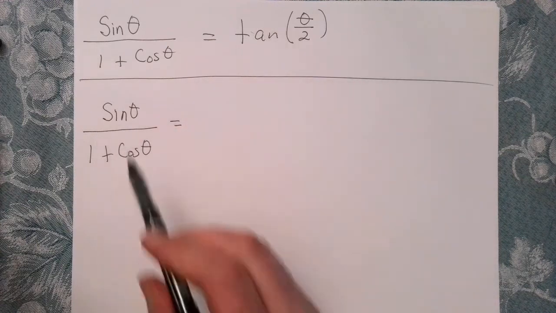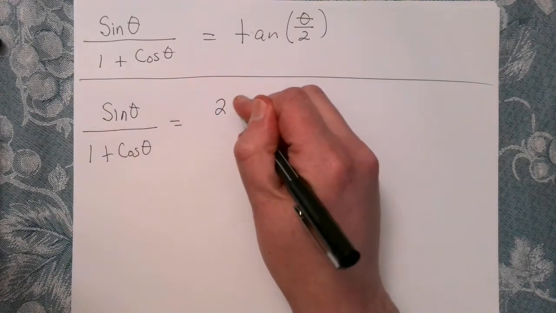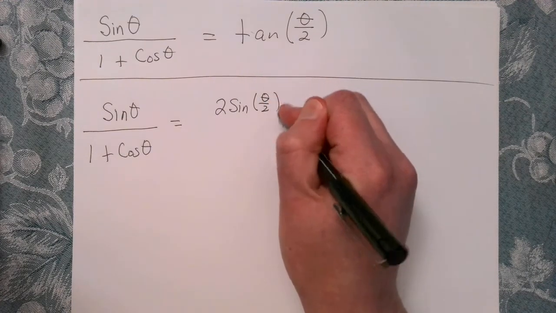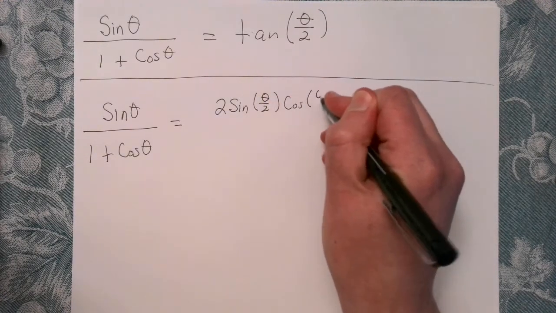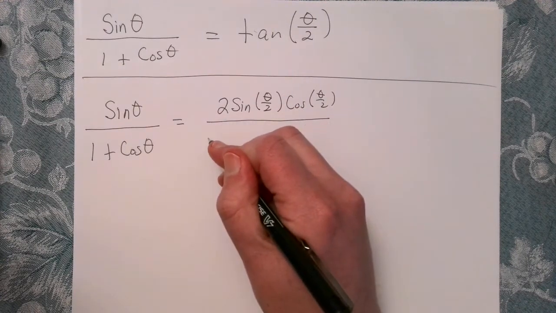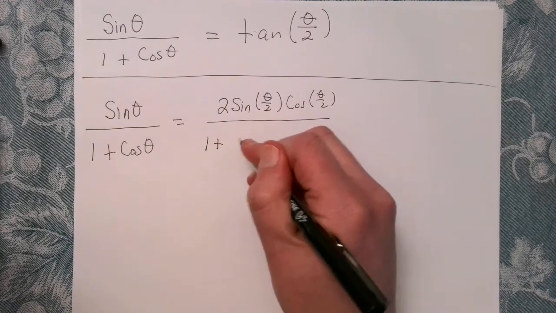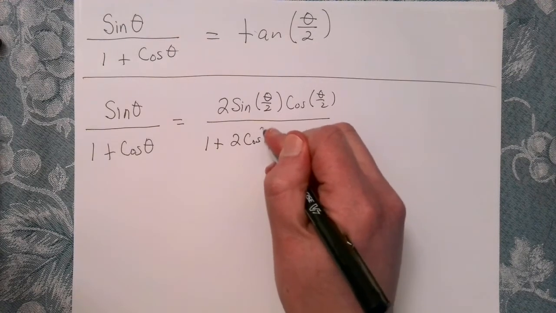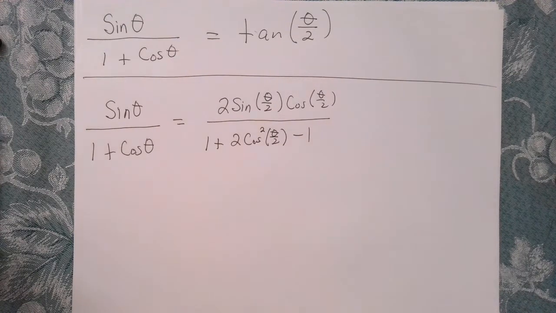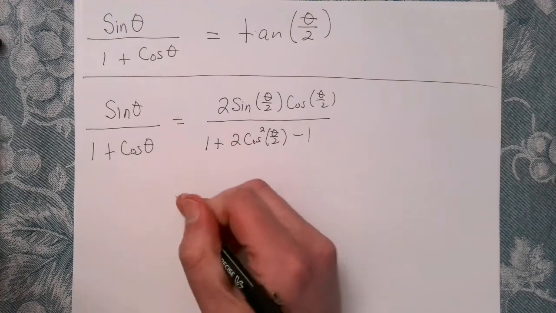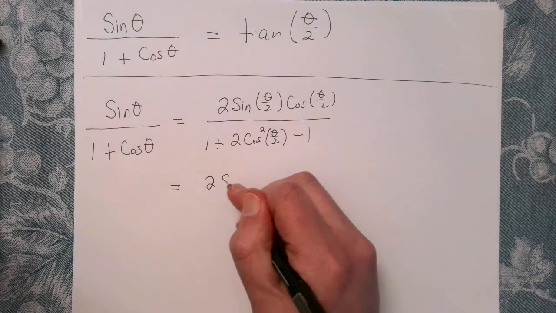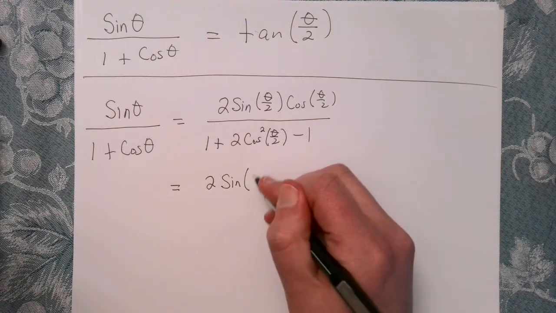Let's do that now. So sine of theta, that's exactly 2 times the sine of theta over 2 times the cosine of theta over 2. And then downstairs in the denominator, we've got 1 plus 2 cosine squared of theta over 2 minus 1. Now those will cancel, and we're going to have something nice. So this one sort of solves itself nice and quickly.